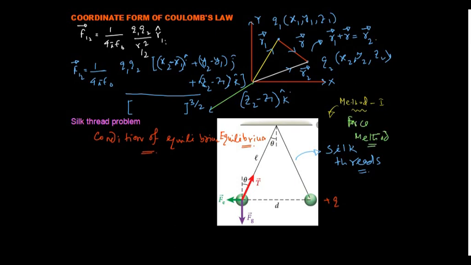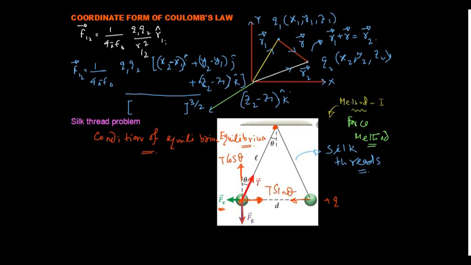As you can see in the diagram, there are three forces. This is the electrostatic repulsion acting on this charge because of this charge. There is another force, the tension T acting along the silk thread passing through the point of suspension, and mg, which is acting vertically downward, right? If I divide these forces into components, T will have a component T cos theta, and another component along the horizontal line, T sin theta.